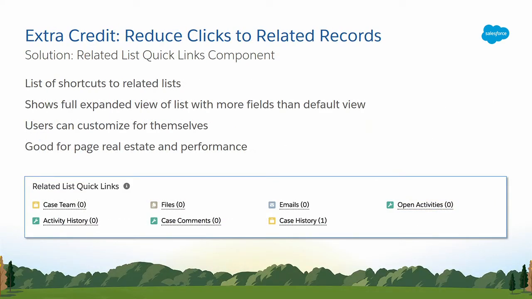Finally, we have one additional option for showing related lists in Lightning, and that's the related list quick links component. And this is essentially a list of shortcuts to related lists. It's going to show the full expanded view of the list with more fields than the default view we just talked about. And it's also a good option because users can customize this for themselves. So this is definitely something you should consider adding to your pages and make sure your users are aware of so they can really personalize their view.